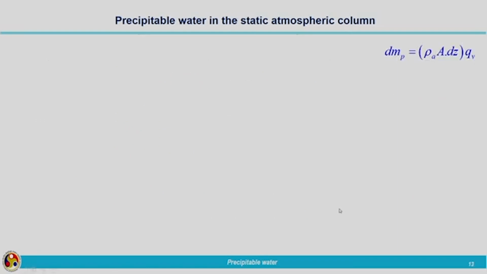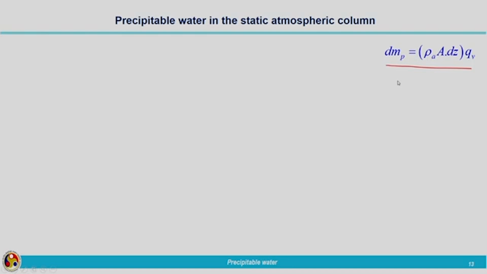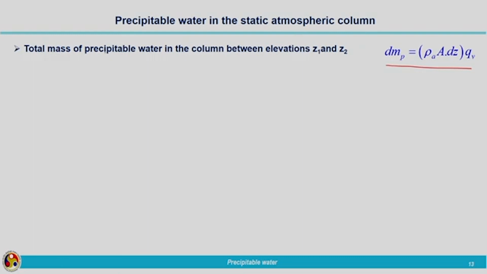We are having the mass of the moisture present in the elementary strip, dmp. So, for the entire region what we will be doing? We will be integrating it over the particular depth. So, we need to calculate the mass of moisture present in the entire column. Total mass of precipitable water in the column between elevation Z1 and Z2, we will be integrating this particular equation between Z1 and Z2. So, MP can be obtained by integrating rho A dz QV between Z1 and Z2.